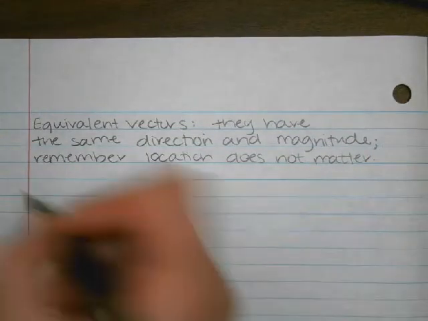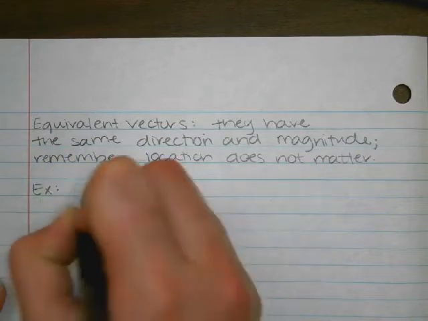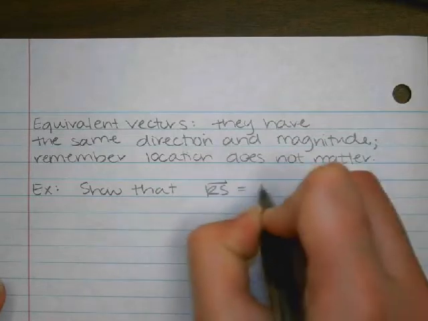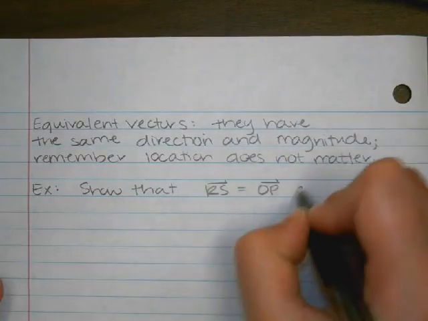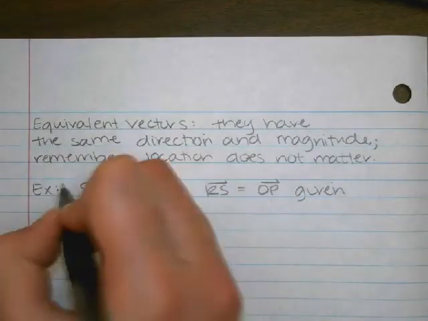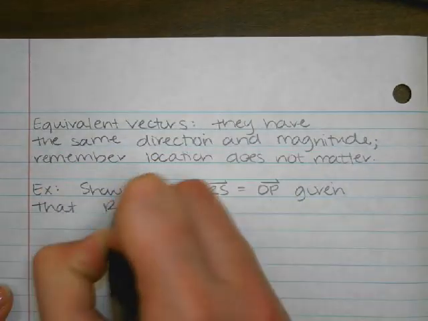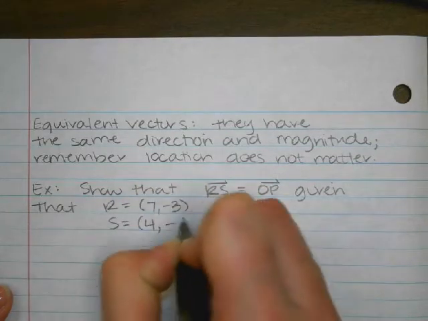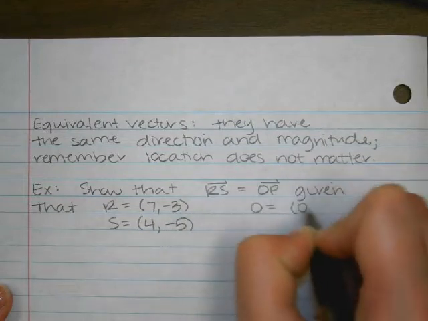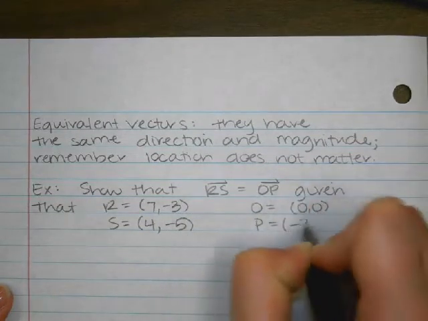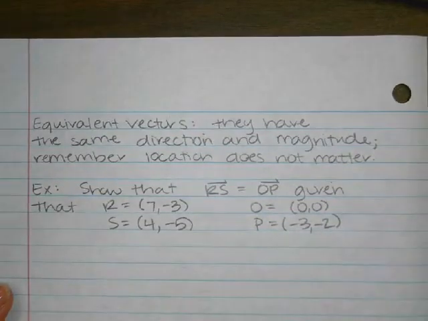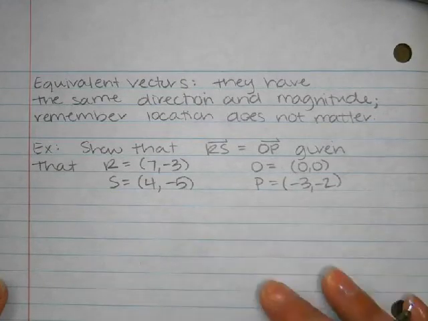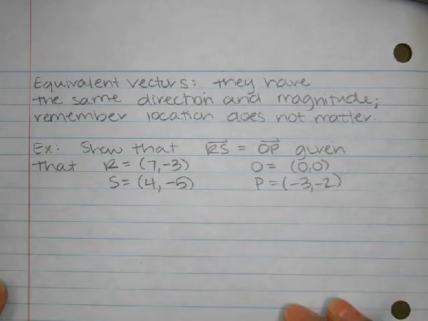All right. So for example, we're going to show that vector RS equals vector OP given that R is 7, -3, and S is 4, -5. O is 0, 0. P is -3, -2. And so to do this, we have to write the vector in component form from the direction and the magnitude, and then we have to find the magnitude and just verify that they're the same.